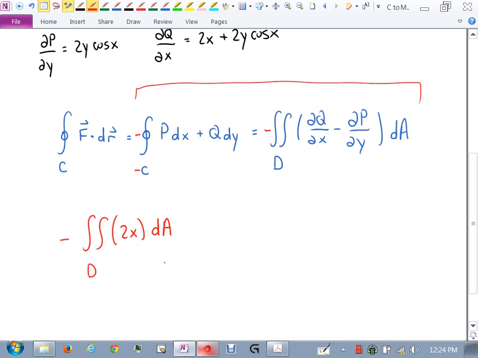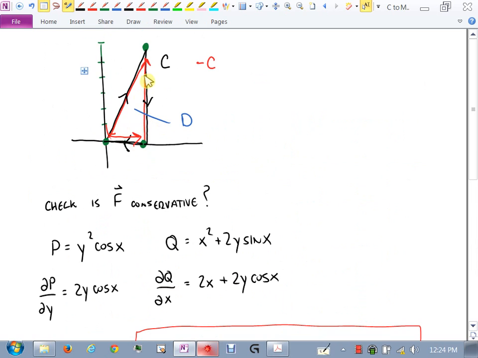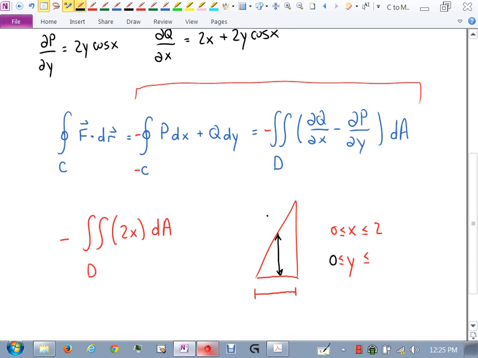Now give me a way of representing this region. As a type 1, right, your x values went between where and where? 0 to 2. And your y values were actually functions of x, weren't they? The bottom y value was 0. And then the top was that line segment, which has a slope of what? 6 over 2, so a slope of 3. So that's just y equals 3x, isn't it? So this is 3x up here. So that means 3x here.